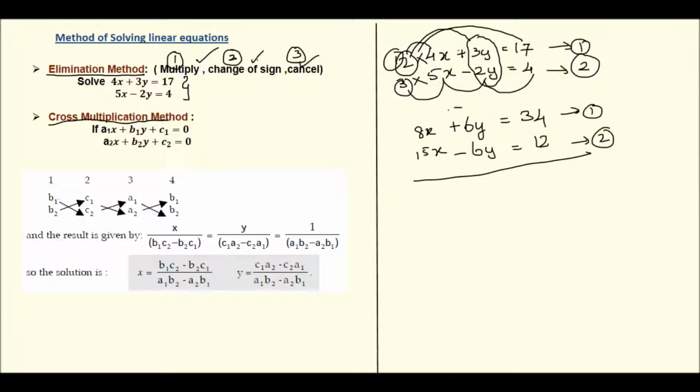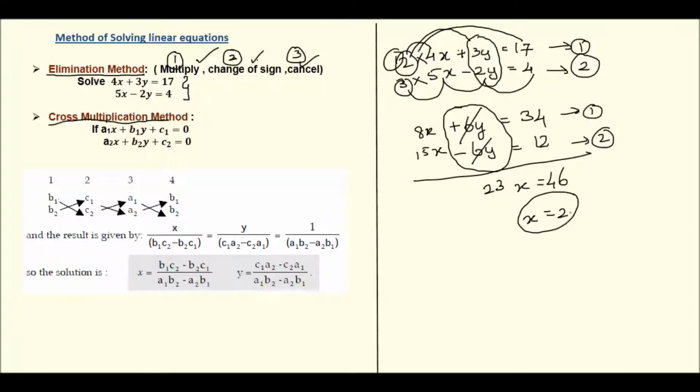Now we have 6y and minus 6y in common, and in this problem we don't want to change the sign at all, because we already have minus and plus, so I can cancel easily. Now it will be 23x equal to 46, and now x is equal to 2. We got the value for x.